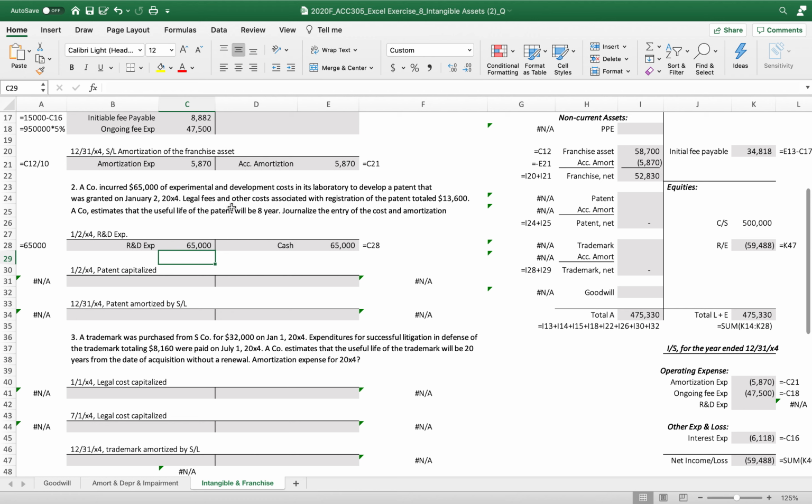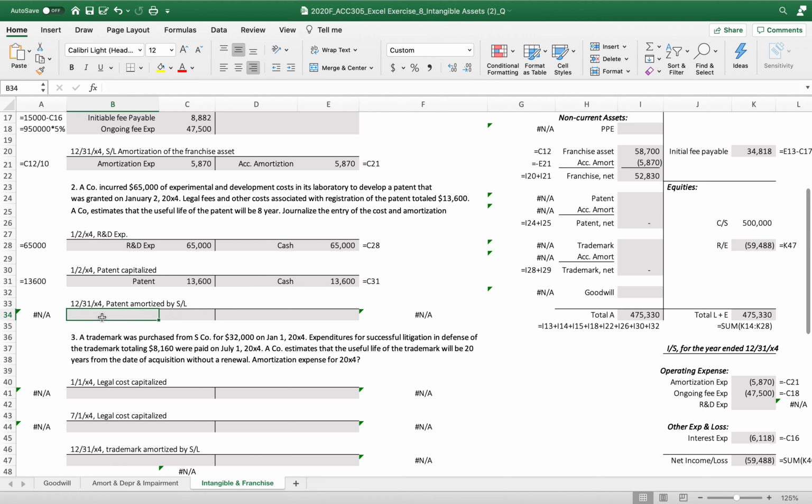The legal fees. Now the legal fees depend on whether it is successfully defended or not. These legal fees are the costs associated with registration. Oh, that is the registration fee. Registration fee should be definitely capitalized as the patent. So patent 13,600 should be capitalized. Cash out 13,600. Then the patent is amortized by straight line. Now it is very easy.